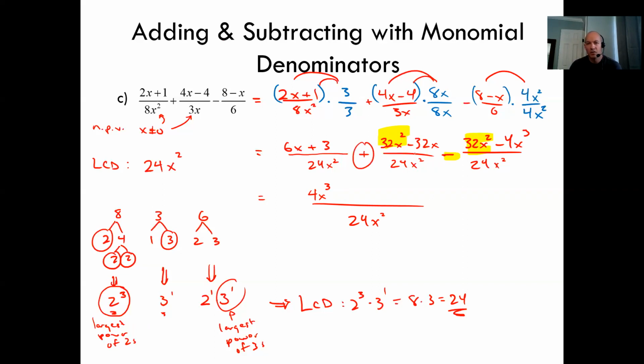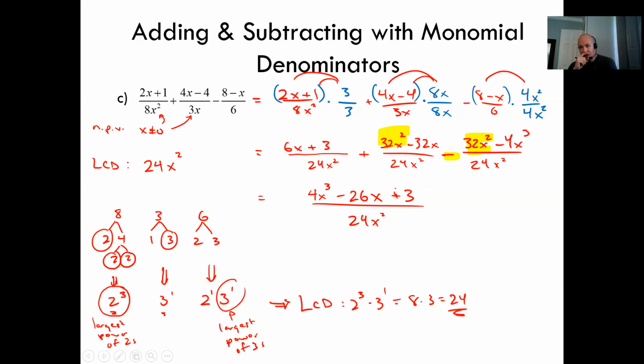Here I've got positive plus negative 32x. So the way I'm going to write that is just minus 32x, but I've also got to add 6x. So it's not minus 32x, it's going to be minus 26x. And then I've got a plus 3 here at the end.